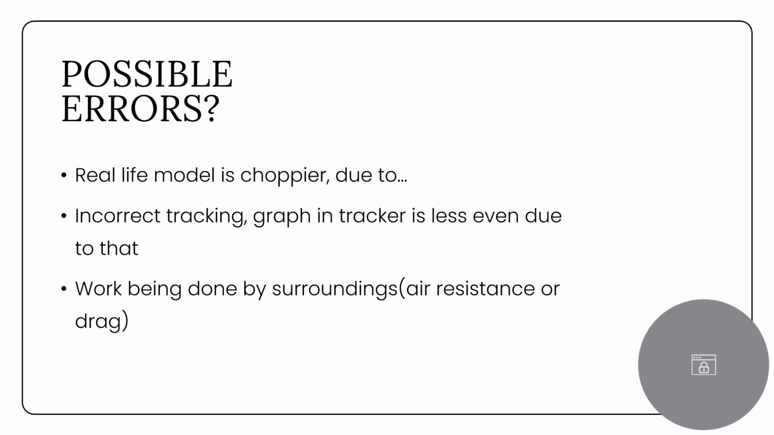Possible errors in this lab include the fact that the real-life model is choppier. As you can see in my GlowScript, due to incorrect tracking, the graph in Tracker is, again, choppier due to that. And the work being done by surroundings could also make my Tracker data not the same as the computational model, such as the work done by air resistance or drag.